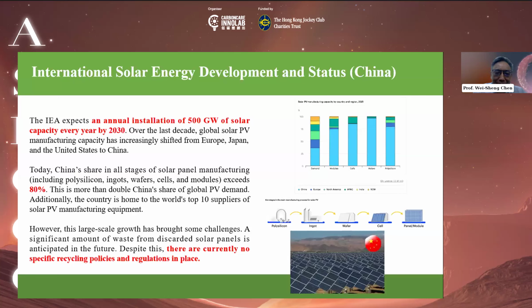For solar panels, before 2030, there will be 500 gigawatts, and China will be the main producer of polysilicon, ingot, wafer, cell, and module. The whole manufacturing line exceeds 80% of the world share. So China is the big manufacturing country. And I think in the future, a lot of PV panels will need to be recycled.